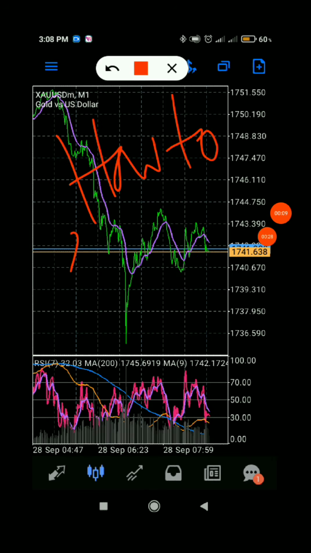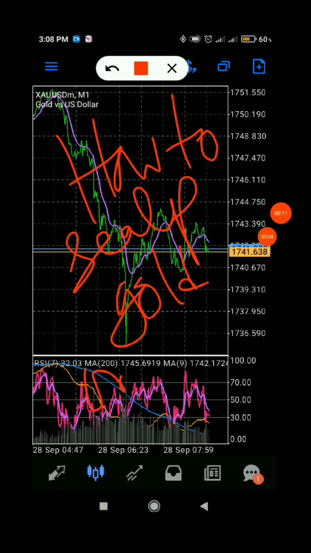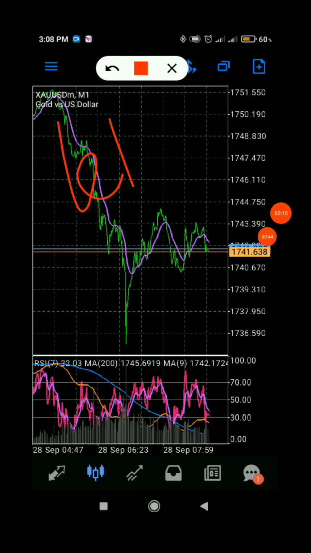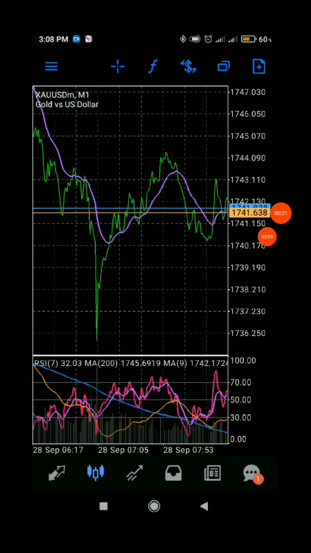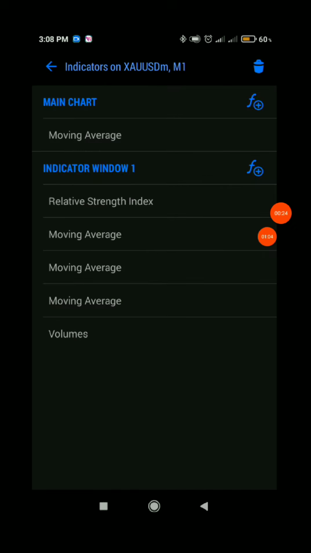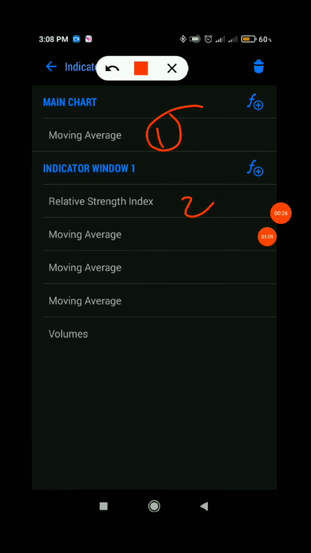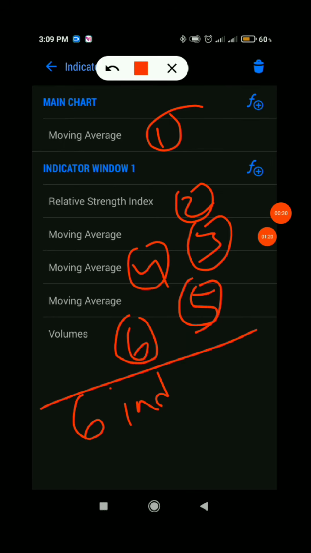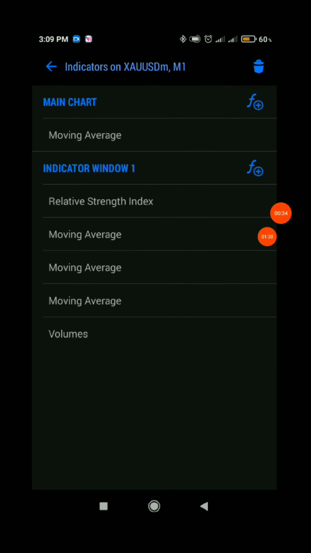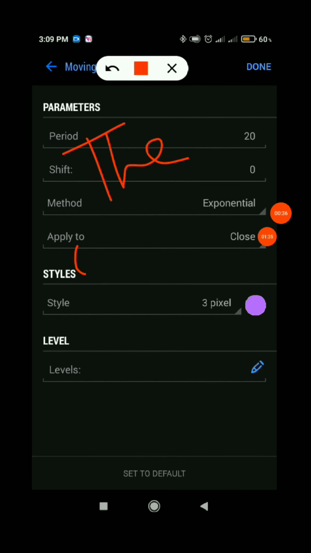On this channel, you will all see the scalping method. So here today I'm scalping gold on the M1 chart. So let's check the indicators first. Here I have taken some moving average and RSI and volume, 6 indicators used for the strategy.